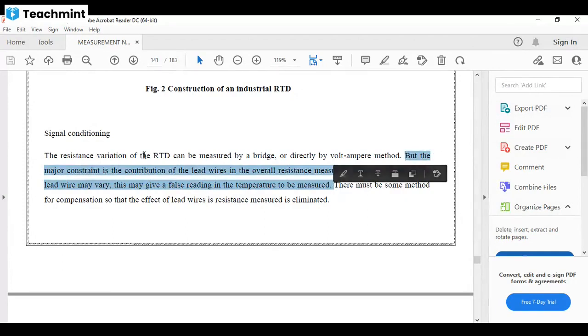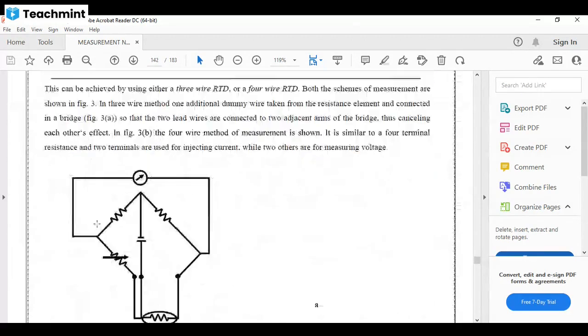So an RTD can be used for bridge measurement or directly by the volt-ampere method, but the major constraint is the contribution of the lead wire due to the lead effect in the overall resistance measurement, since the length of the lead wire may vary. The lead wire resistance will vary, and this can give a false reading in the temperature to be measured. There must be some method for compensation so that the effect of lead wire resistance in the measurement is eliminated.